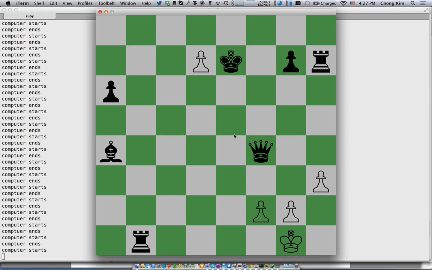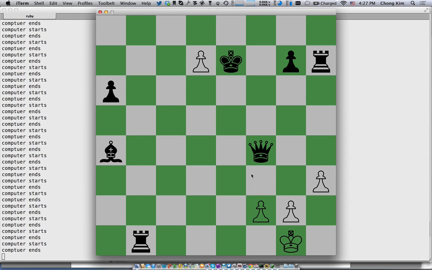And this is checkmate. There's nothing I can do here. So it was able to find the checkmate, and it did it in a very sneaky way. So I'm pretty happy with the way this program turned out.